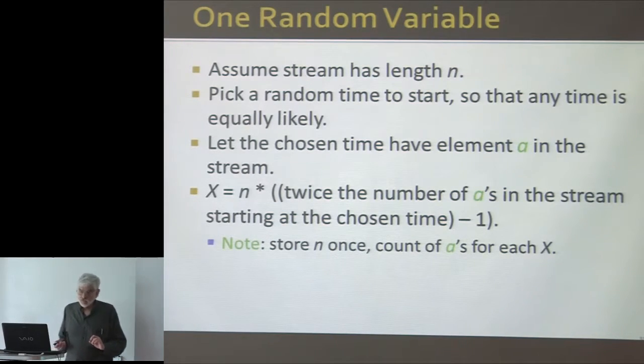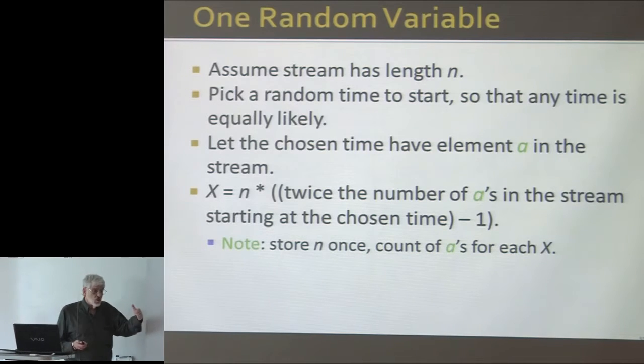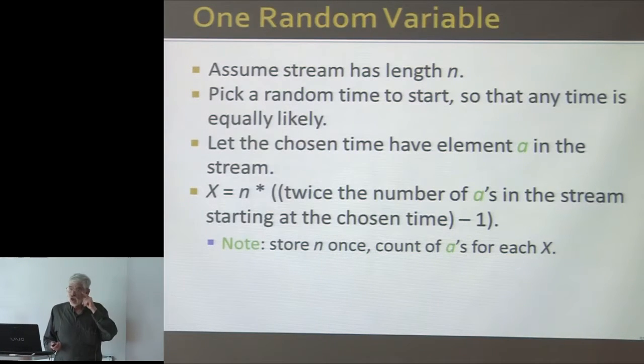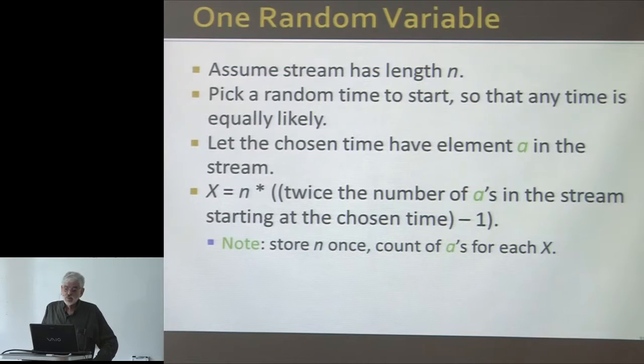And then I subtract 1 from twice that count. And by the way, you're going to store n once. As the stream grows, n changes. So we'll just store it once, keep account of the total length of the stream, and then associated with each random variable will be the value of that green A and the count of the number of times I've seen that A since I started counting.